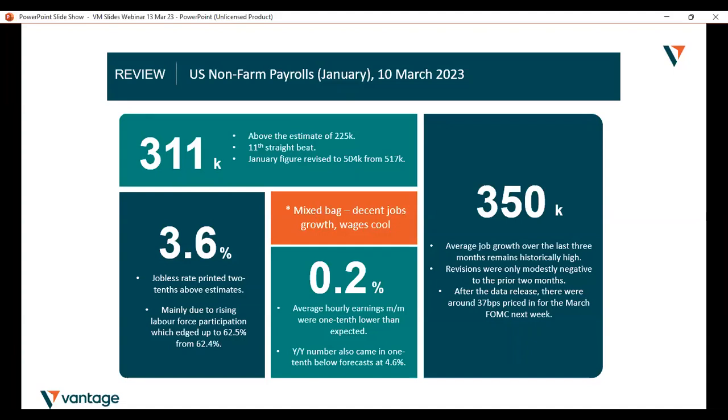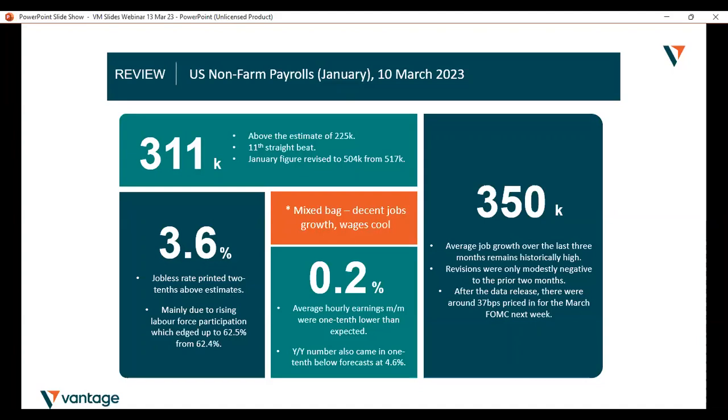We'll bring up a couple of charts just to highlight that. So we've had strong employment growth, but then wage growth, this number 0.2%, that cooled from 0.3%. And then the unemployment rate as well ticked up to 3.6 from 3.4 in January. That was kind of because of labour force participation improving.